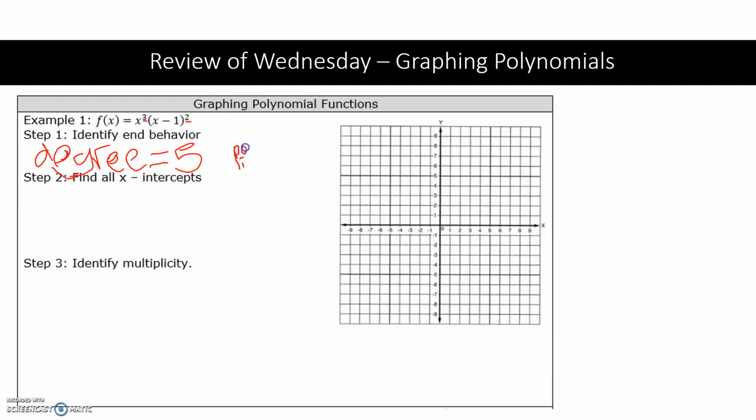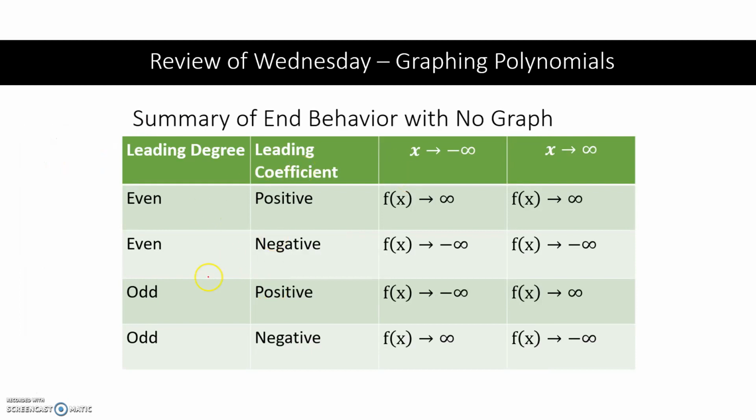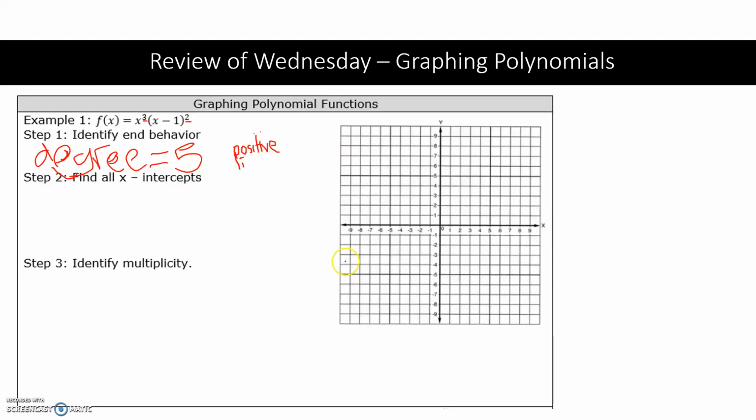So my leading coefficient is positive. So I'm going to go back to my chart, and my leading degree is odd, and it's positive. So on the left-hand side, my arrow is going to face down because that's negative infinity, and on the right side, my arrow is going to face up because that's positive infinity. So I'm going to put down arrow on the left and up arrow on the right.